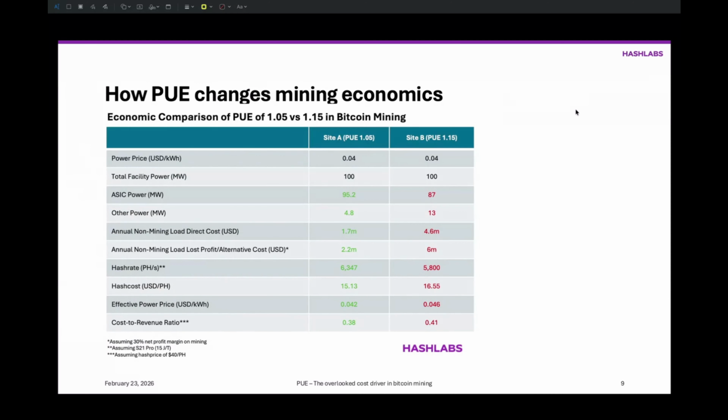So let's go through how power usage effectiveness actually changes the mining economics. We will now compare a site that has 1.05 and one that has 1.15. In site A, the power price is 4 cents, and site B as well. Total facility power is 100 megawatts. Both these sites get exactly the same power delivered, then the ASIC power, the IT load, is 95.2 on site A and 87 on site B. That is the result of the higher power usage effectiveness.